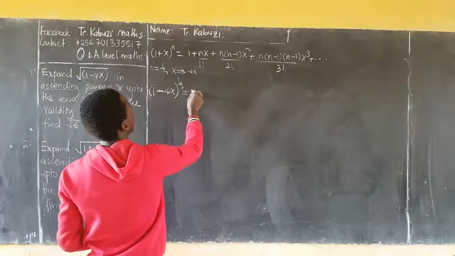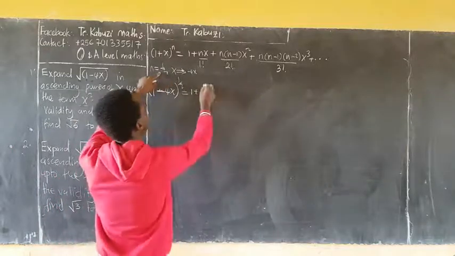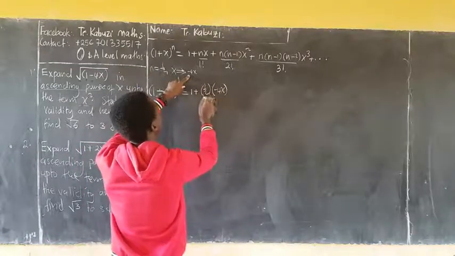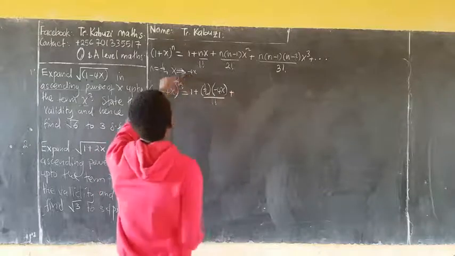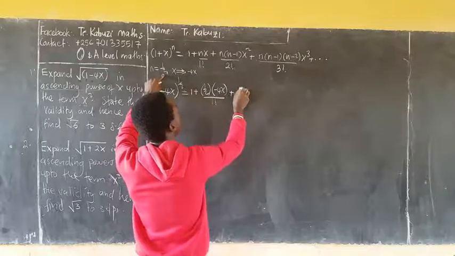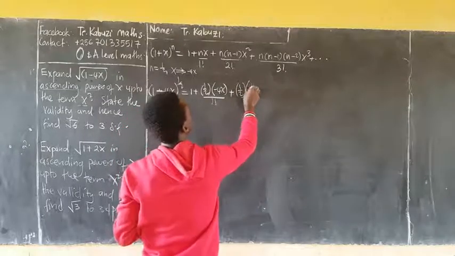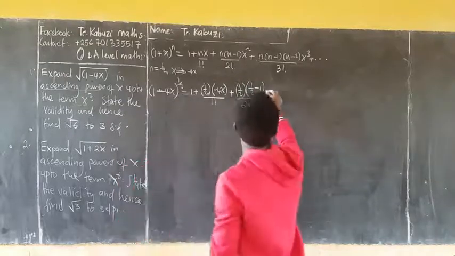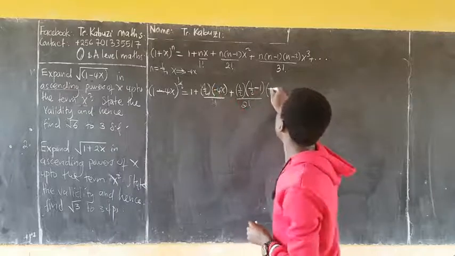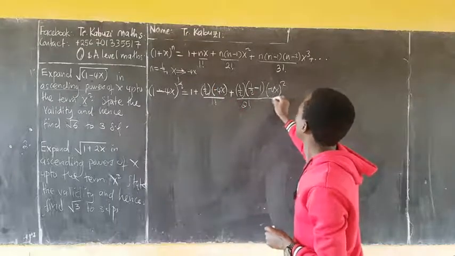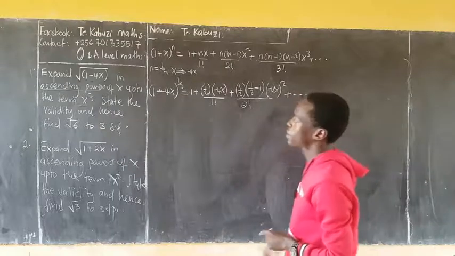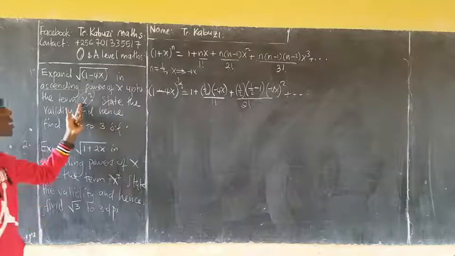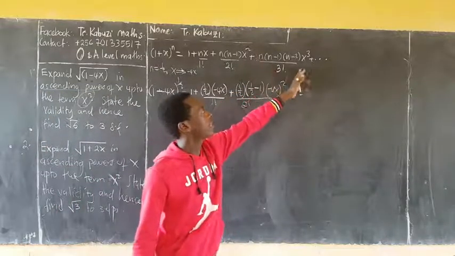So I'm having 1 plus, now my n is a half, into my x, which is now negative 4x, the whole over 1 factorial, then plus n, which is a half, into a half minus 1, over 2 factorial, then my x is negative 4x squared, then plus other terms. Why am I stopping at x squared? Because the question told me to stop at x squared. If it was x cubed, then I would also include this term.